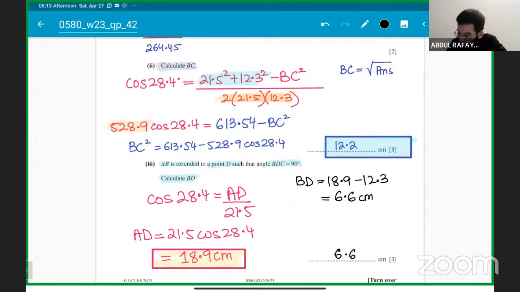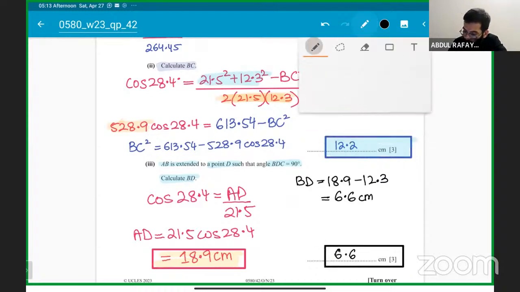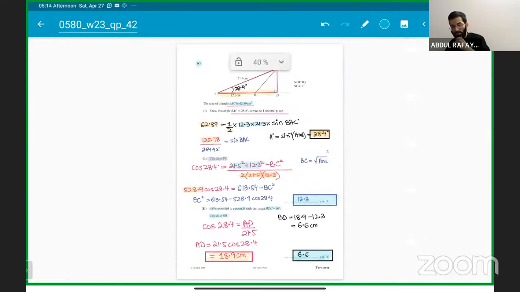So here we go. This is done, with which we complete our October-November 2023 paper 42 with very good questions and understanding on this. Okay, guys. I will be uploading the paper on the drive, so everyone can take help and visit from there.